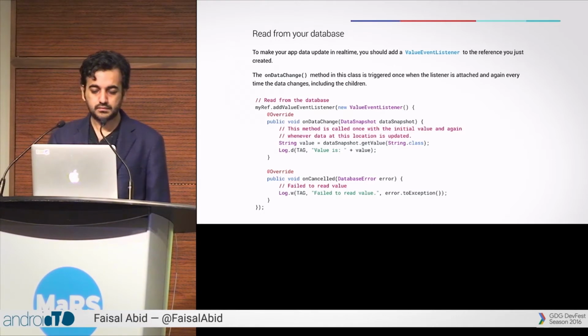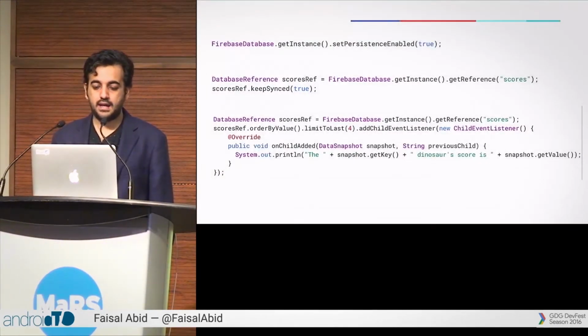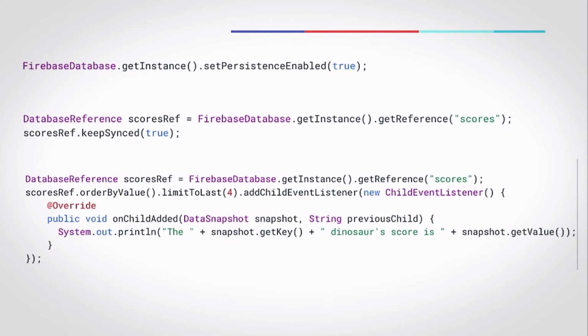And then if something happens and it's cancelled, like there's a network error or whatever. Super simple, super easy. And then this is what I think is the coolest thing, the persistence layer. Instead of spending weeks trying to implement your own persistence, you can just do Firebase get instance, set persistence enabled, right? And what that does is it tells the library, okay, I want to persist everything that I'm talking about. So I can get a reference to scores here, and I can call keep synced.